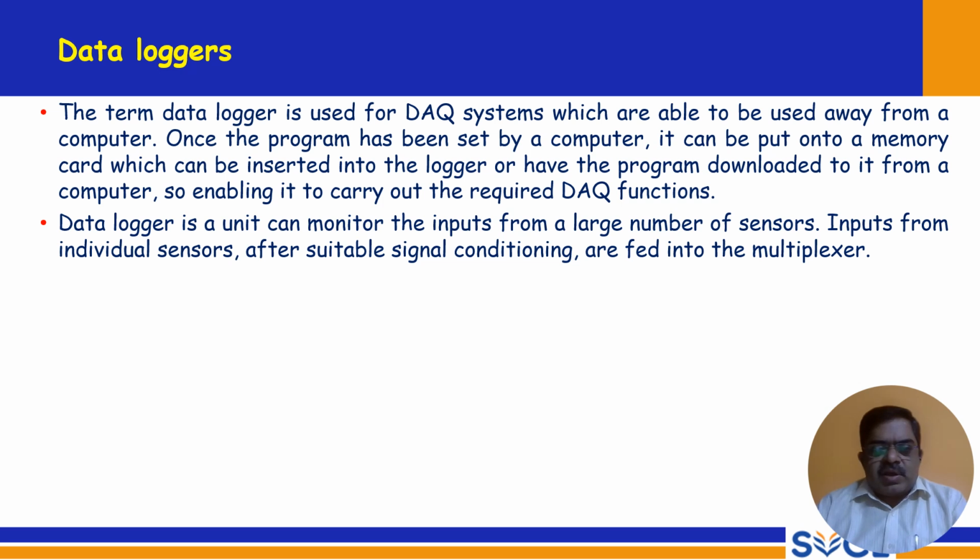So, data loggers. The term data logger is used for DAC systems which are able to be used away from a computer. Once the program has been set by a computer, it can be put onto a memory card, which can be inserted into a logger, or have the program downloaded to it from a computer, so enabling it to carry out the required DAC functions. A data logger is a unit that can monitor the inputs from a large number of sensors. Inputs from the individual sensors, after suitable signal conditioning, are fed into the multiplexer. So this is a data logger.